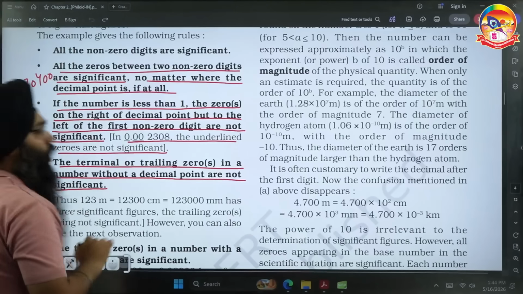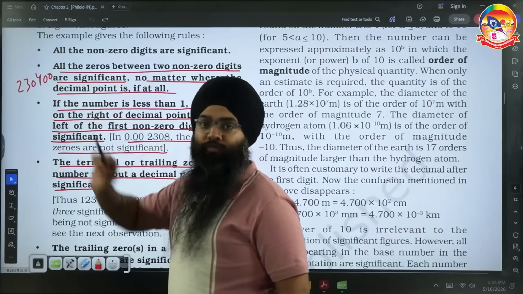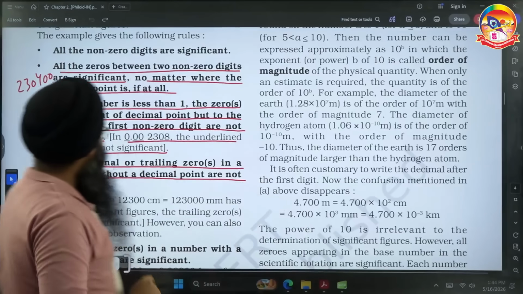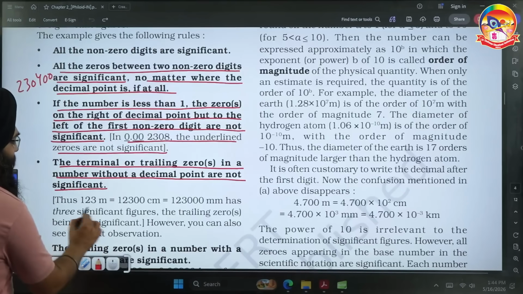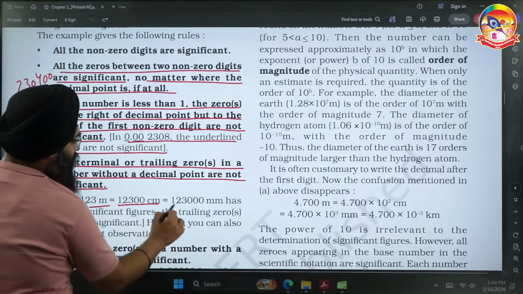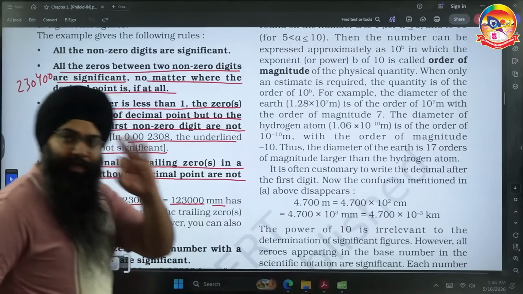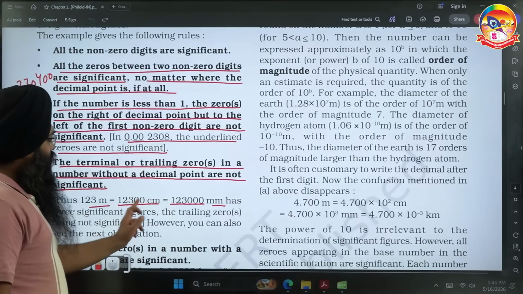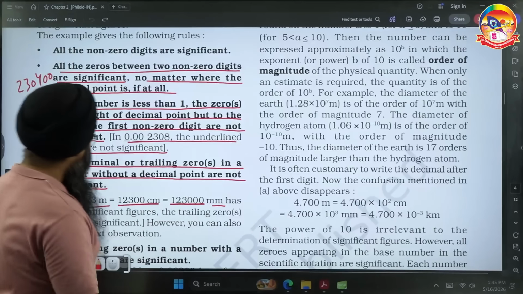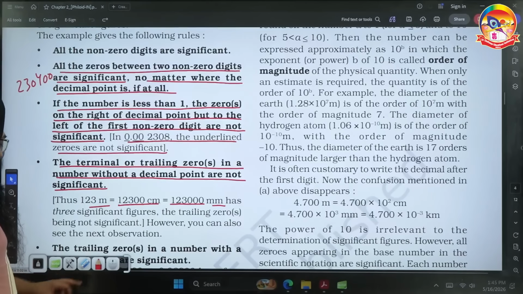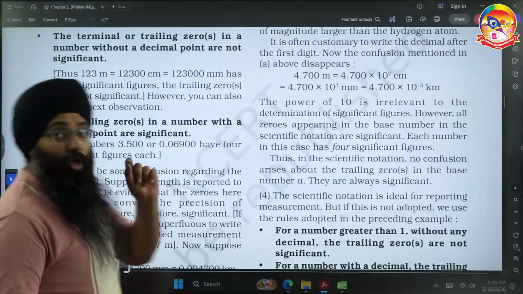Suppose I say 2304000. So how many significant figures will be there? There will be 4 significant figures. These 2 zeros will never be considered significant. I hope it is clear to you. One more example: 123 meter or 12300 or 123,000 millimeter, all these will have only 3 significant figures because these 2 zeros will not be significant. They are trailing zeros and there is no decimal place coming in front of them. So basically these are the rules of trailing zeros without a decimal.